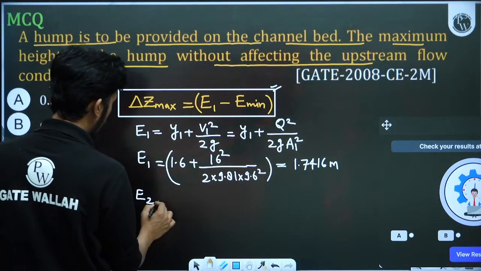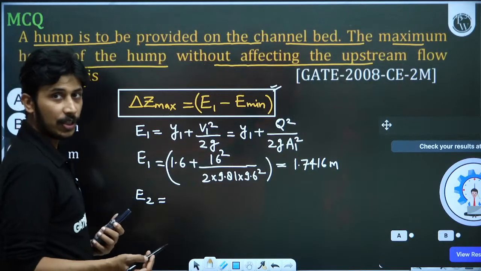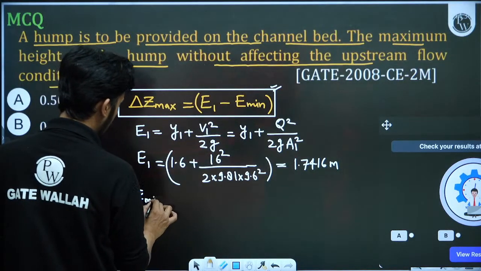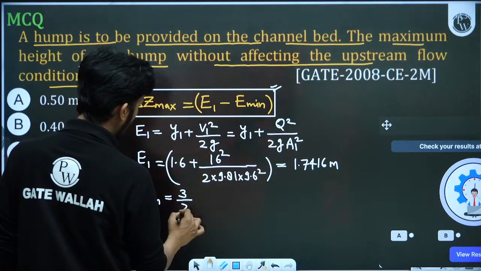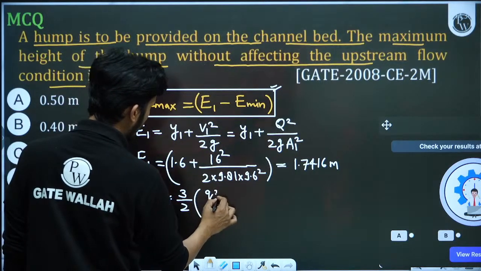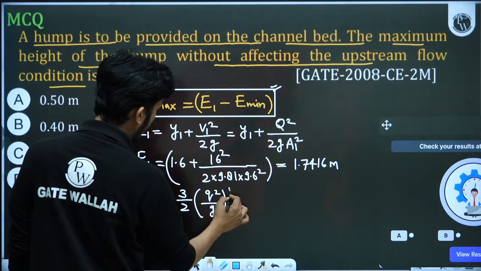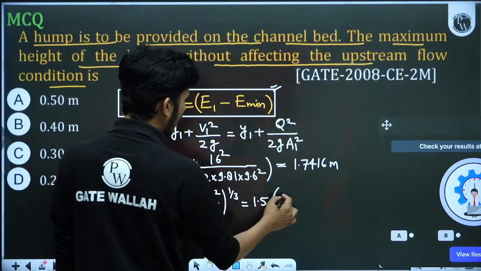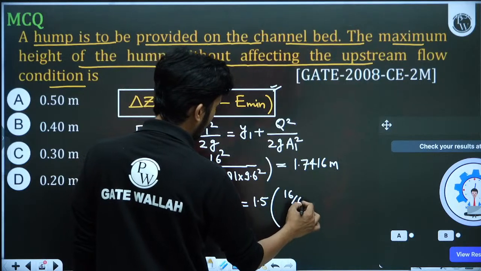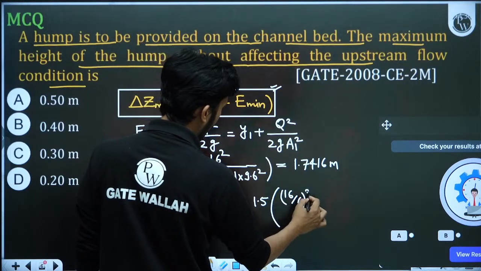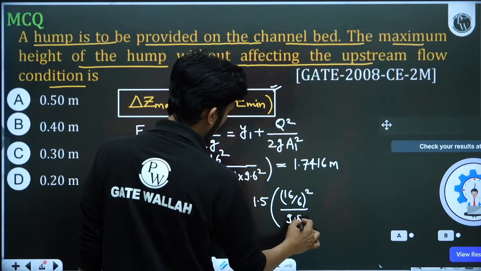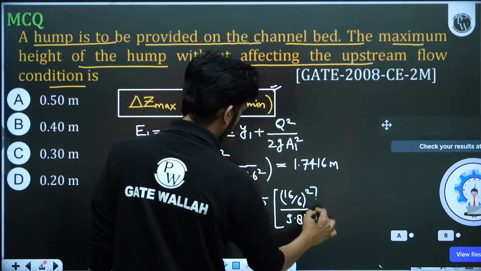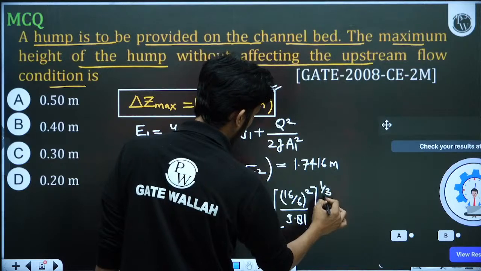So for E2, we know the minimum specific energy is 1.5 or 3 by 2 of YC. What is YC? YC is Q square divided by G, raised to power 1 by 3. Here Q is discharge per meter width. So it is 1.5 times (16 by 6) whole square upon G, 9.81, whole power 1 by 3. This is the minimum specific energy.